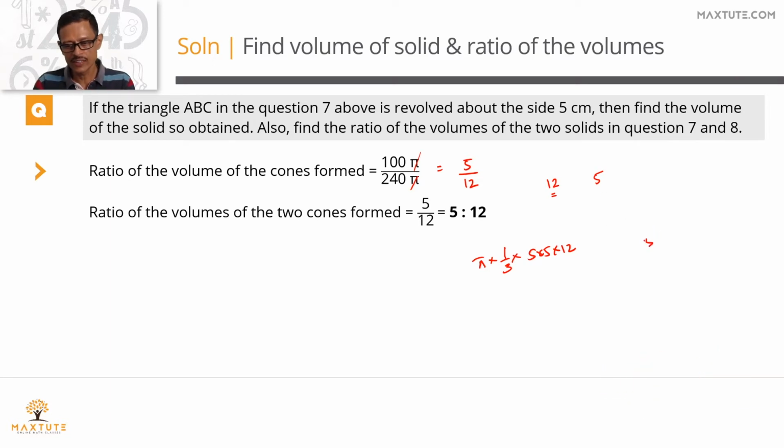Second one, height is 5. So the radius is going to be 12. So 12 squared times 5, and we have a 1 by 3 and a pi. Pi and 1 by 3 are common to both these cones. There are two 5s and a 12. There are two 12s and a 5. So cancel a 5 and a 12. So we are left with 5:12. In this case, if you are revolving it about 12, the height is 12. So radius becomes 5. So radius is squared. So we have two 5s here and one 12. If the height is a 5, the radius is going to be a 12. So you got two 12s here and one 5. So ratio is therefore going to be the swapped version of the measure of the side about which we revolved it.